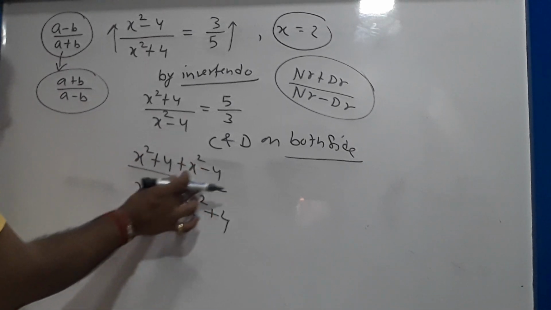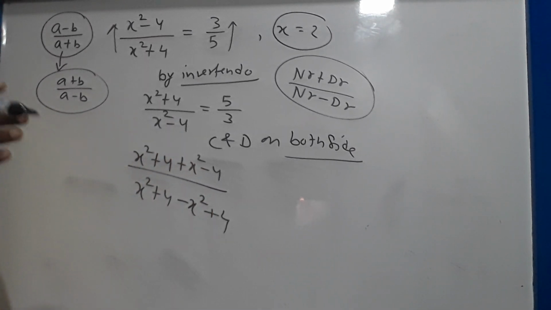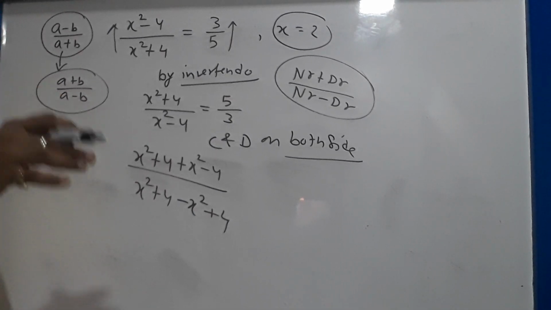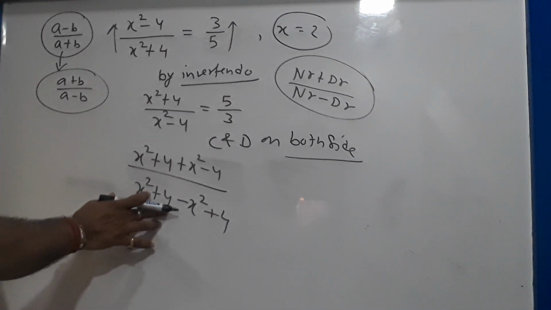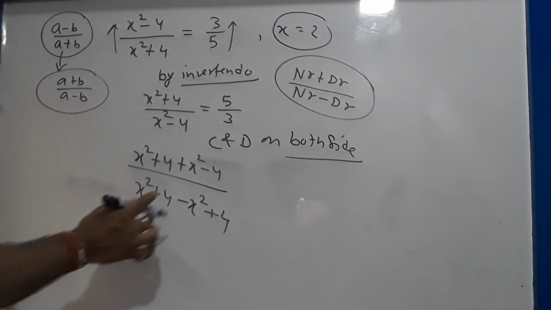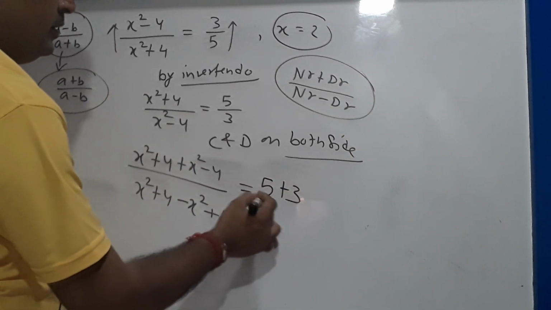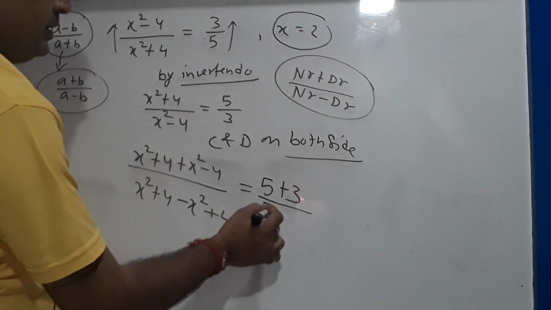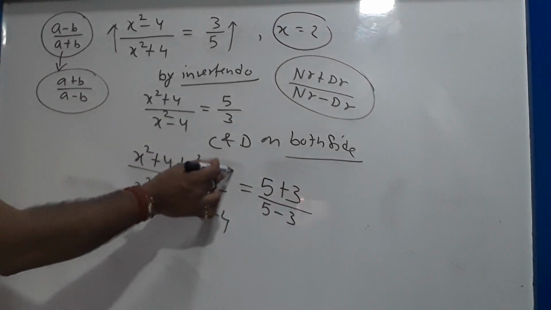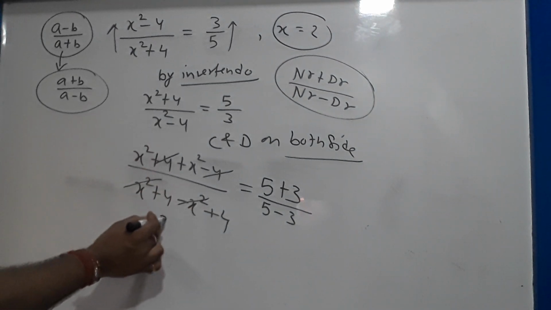Numerator plus denominator upon numerator minus denominator. While writing numerator minus denominator, directly you can change the sign of the denominator. So numerator minus denominator is minus x square plus 4. Same thing on the other side, 5 plus 3 numerator plus denominator upon numerator minus denominator. Now plus 4 minus 4 get cancelled, x square gets cancelled, so you will get 2x square.